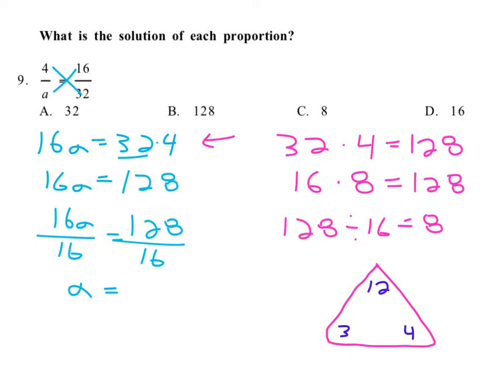So if 16 times 8 is 128, I could just rewrite it with different numbers, in particular the numbers that I'm using: 16, 8, and 128. Then we can say, okay, if 16 times 8 is 128, then 128 divided by 16 is 8.